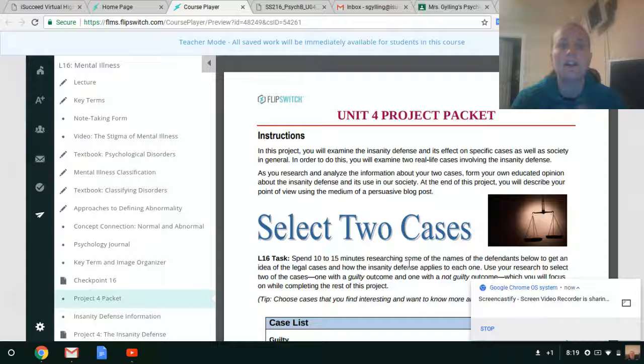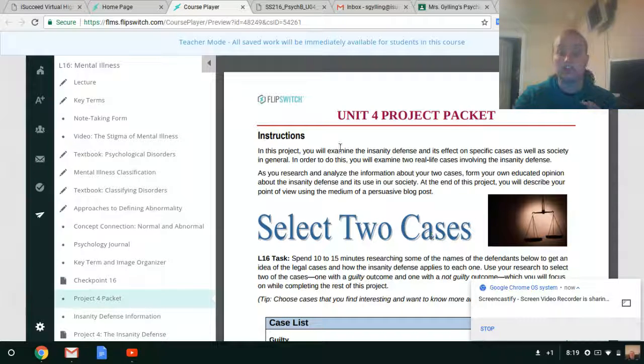So let me tell you a little bit about how you're going to do this. Think back to the very first project that you did where you had to download a document onto your computer and fill it out. You're going to do the exact same thing for this. So you'll go over to lesson 16, go down to the Project 4 packet and download it to your computer. Again, download it somewhere you can find it easily, name it something that's easy to find, and make sure to use something like DocHub where you can edit it and write onto the thing.